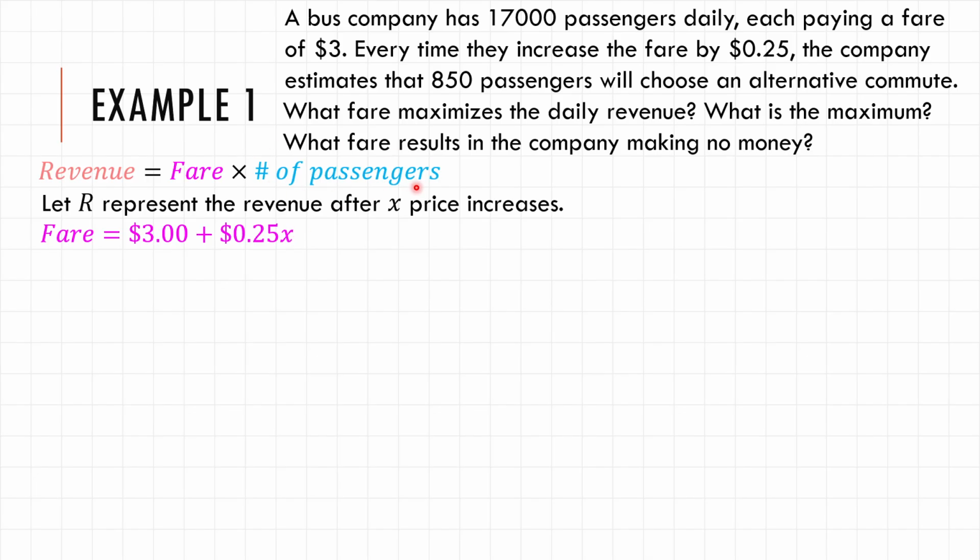And the number of passengers starts at 17,000, but it actually goes down. It reduces by 850 again every time they increase the fare. So it might be something like 17,000 minus 850 times x. And both of these equations depend on the singular variable x, the number of price increases.